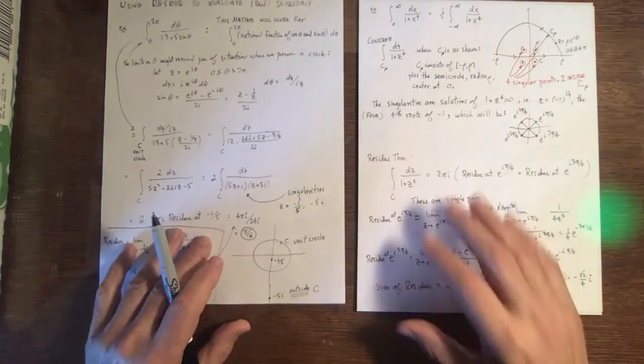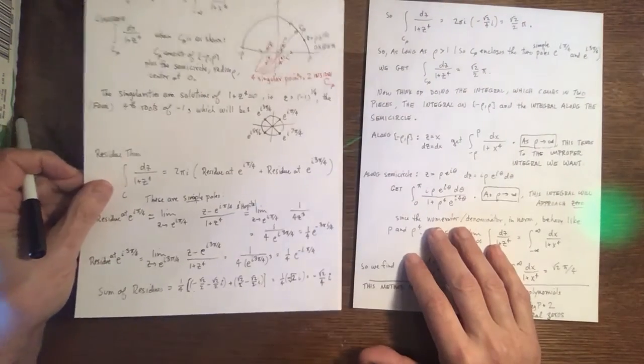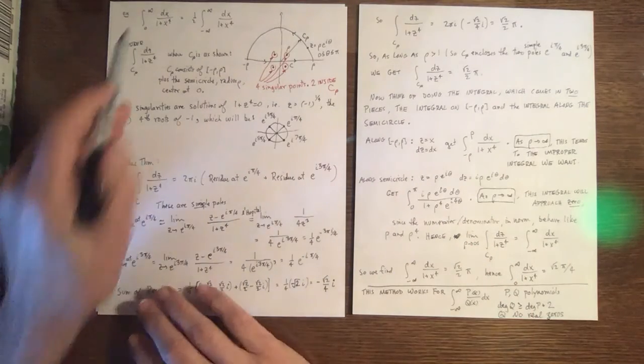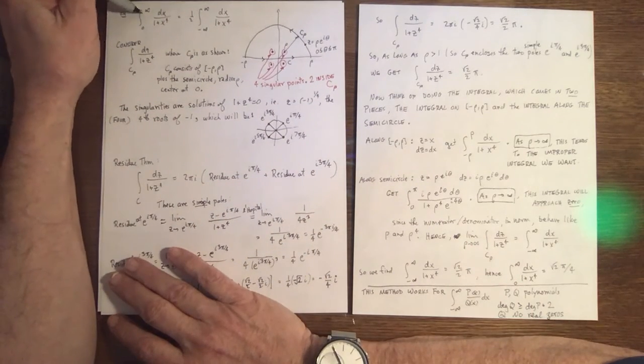The second one I want to describe today is a little more complicated, and that is this one. So this is an improper integral. Integral 0 to infinity, dx over 1 plus x to the 4th.